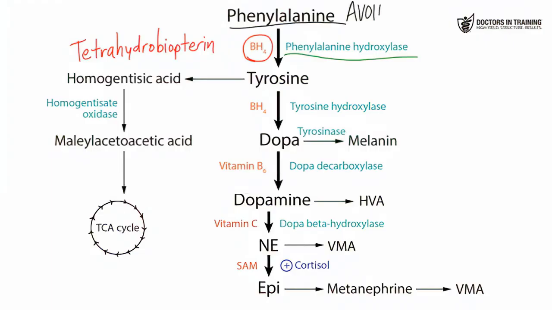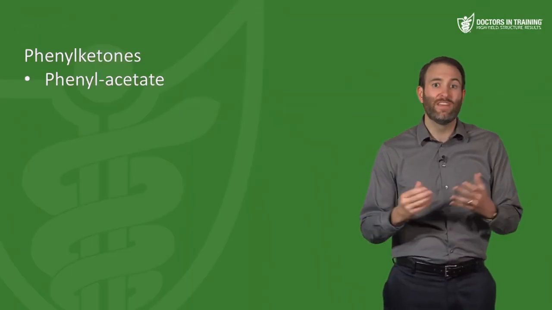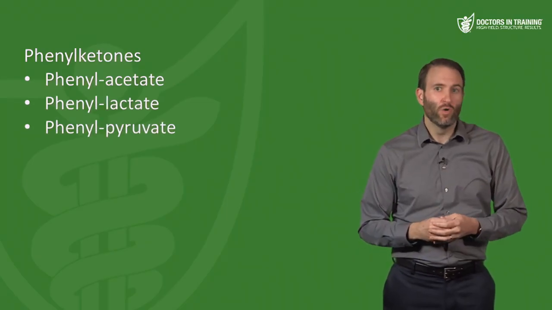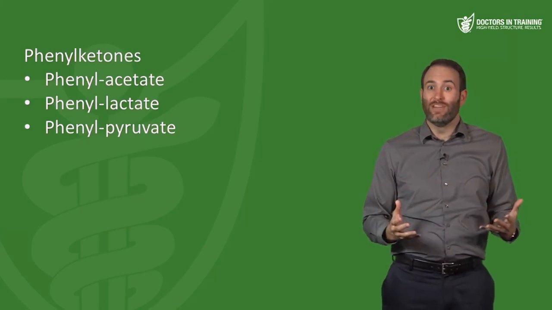And also, you don't want to give these patients things like phenylalanine because it's just going to build up. That's going to be the other big problem. They can't process phenylalanine, and it's going to result in something called phenylketones. So what are phenylketones? Well, phenylketones include things like phenylacetate, phenyllactate, and phenylpyruvate. So with PKU, these phenylketones build up when you eat foods rich in phenylalanine.